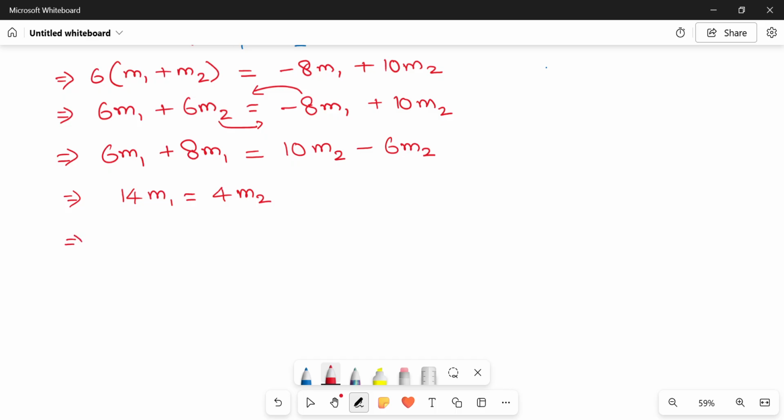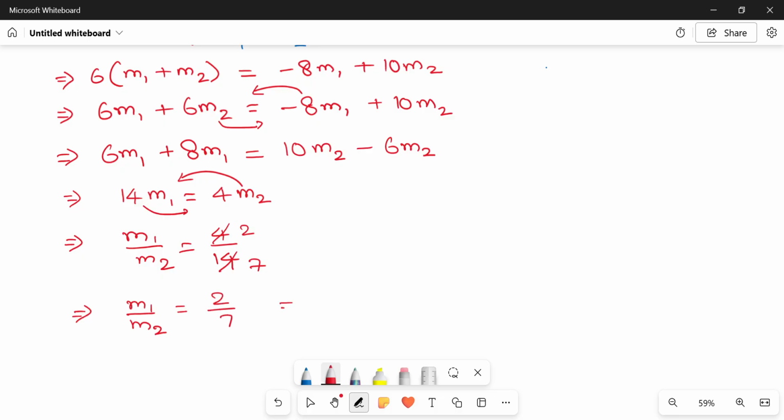So now let us divide it. m2 you transpose to this side, so m1 by m2 equals, and 14 when you transpose, 4 by 14. Is there any common factor? 2 2s are 4, 2 7s are 14. So that implies m1 divided by m2 equals 2 by 7. So that implies m1 is to m2 equals 2 is to 7.